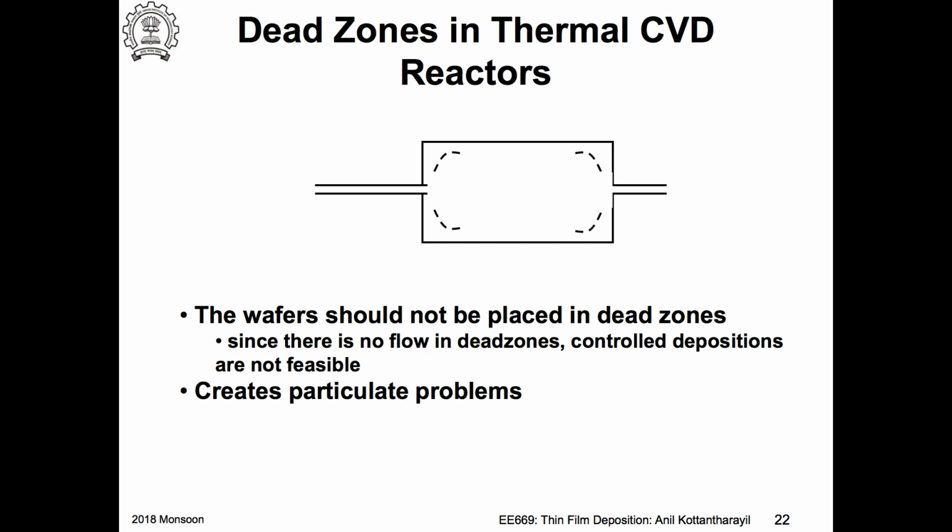So you need to keep your wafers where there is a laminar flow of the gas, okay, and where the temperature is uniform. So you place the wafer at exactly the same position every time you do the process. Here you have a dead zone, so there is no movement of particles. So you create particulate problems. Basically, you can have all the reactant gases accumulating here and create them.